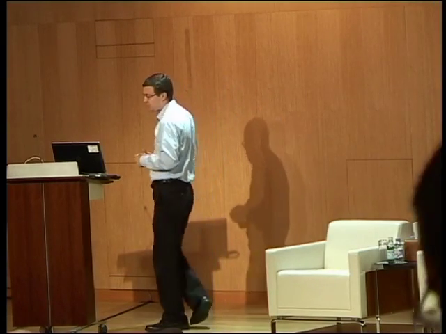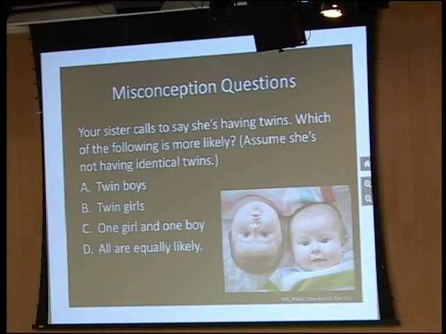I'm going to put you in math class here for a second. I teach a probability and statistics course. So this is a clicker question I will often ask my students during the early parts of the course. Let me read it, and then I'll open voting, and then I'll give you some instructions. Your sister calls to say she's having twins. Which of the following is more likely? Assume she's not having identical twins. Is it more likely she's having twin boys, twin girls, one girl and one boy, or are all of those equally likely? Now let me open voting here.